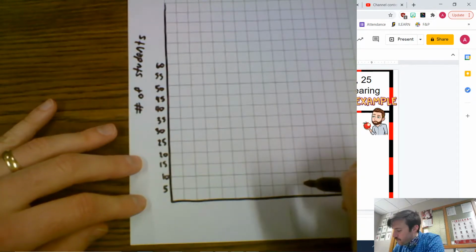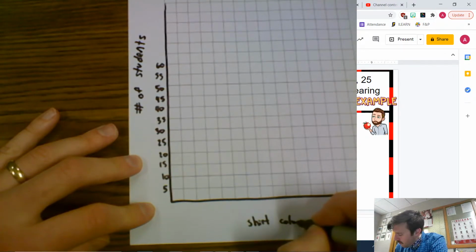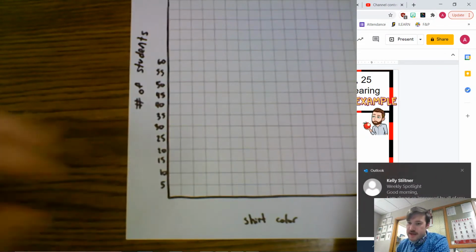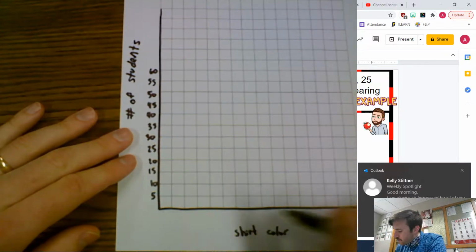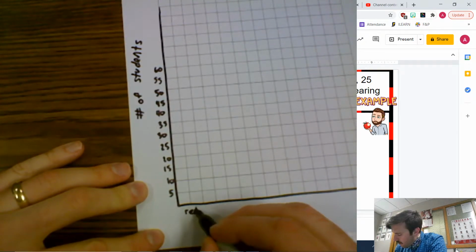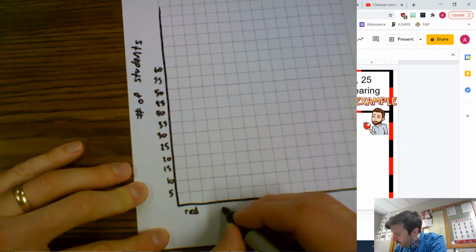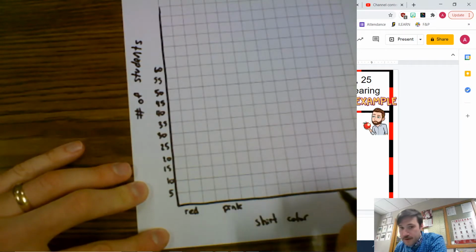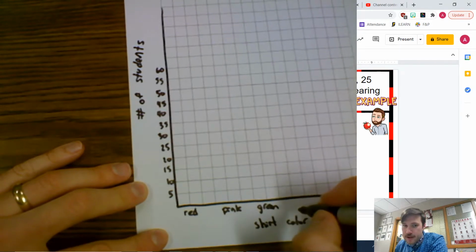So I've labeled that, and then down here I'm going to put shirt color, because I am showing the different shirt colors here. So the first shirt color I have is red, and then pink, green, and blue.